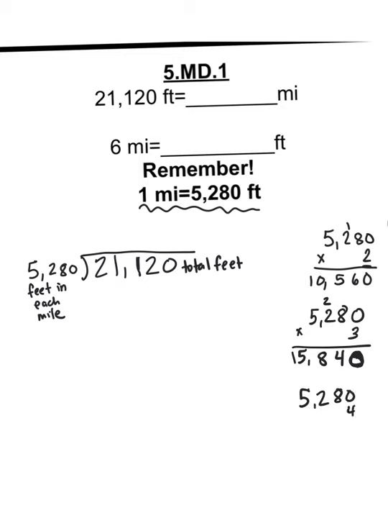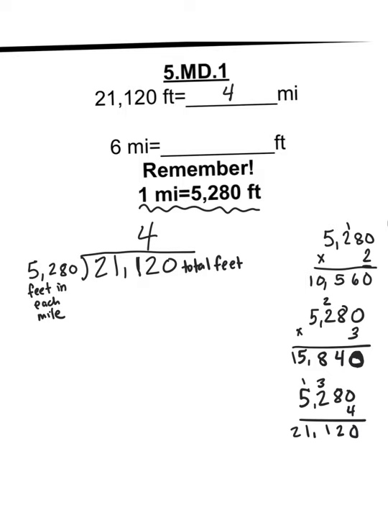5,280, let's do times 4 and see what we get. 4 times 8 is 32. 4 times 2 is 8, plus 3 more is 11, and 4 times 5 is 20, plus 1 is 21. Ah, look at that. Solved it. 5,280 times 4 gives me 21,120. There you go. So in this case, I did it not by trying to do long division with this crazy number, because that would be hard, but by just multiplying up and seeing where I got. You tell me if you get the same answer.